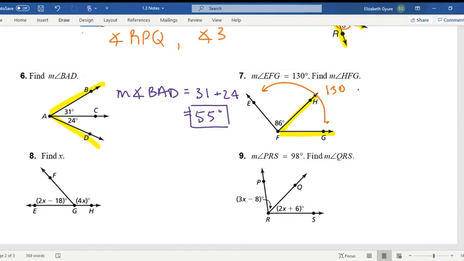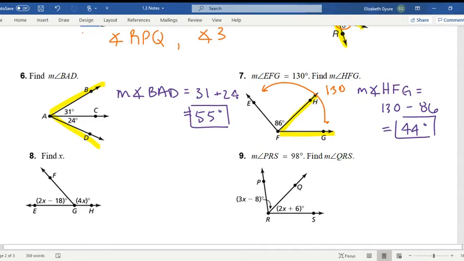So to find the measure of angle HFG, I need to subtract. I'm going to take 130 minus 86, which is going to give me 44 degrees. And you can always add those up at the end to double check your answer.